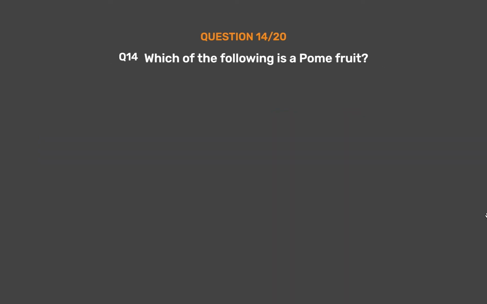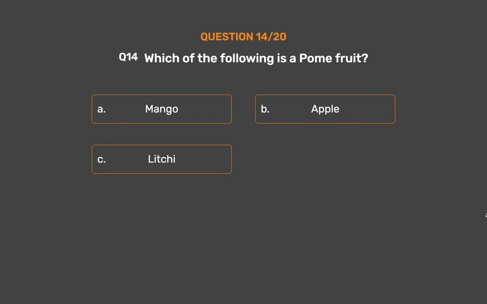Question number 14. Which of the following is a pome fruit? Option A. Mango. Option B. Apple. Option C. Lychee. Option D. Peach.